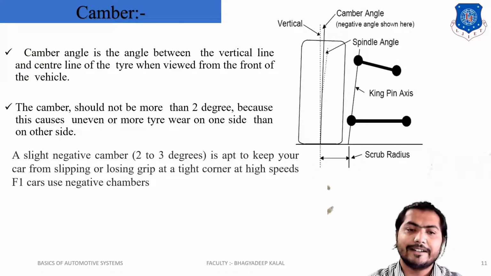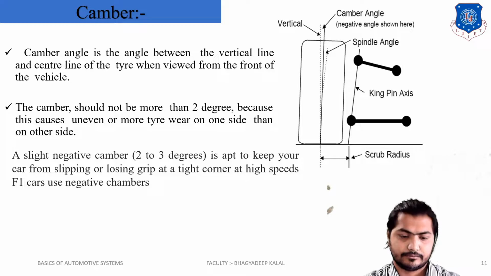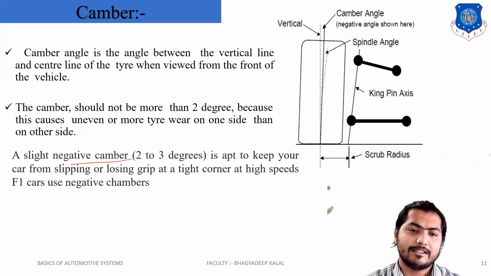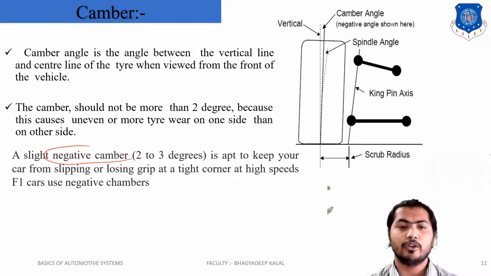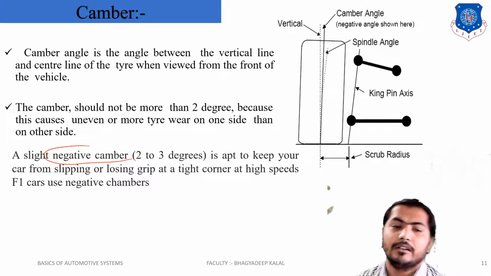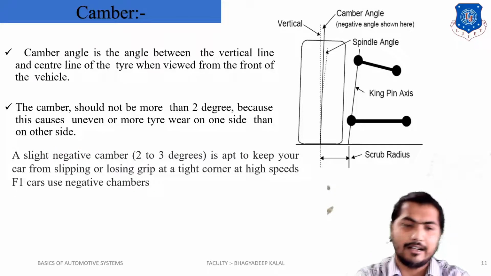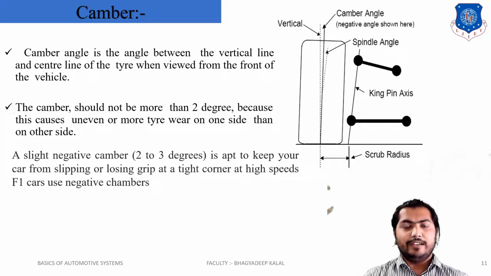Next is a slight negative camber. A slight negative camber is apt to keep your car from slipping or losing grip at tight corners or when cornering at high speed. This is used in F1 cars. When negative camber is applied, it gives more grip or traction while taking a turn at high speed. So in all racing cars, negative camber is provided. Now, what is the effect of camber?